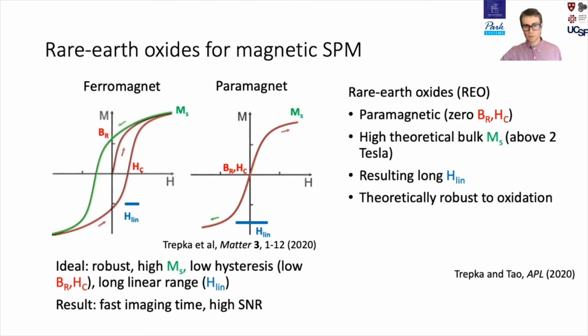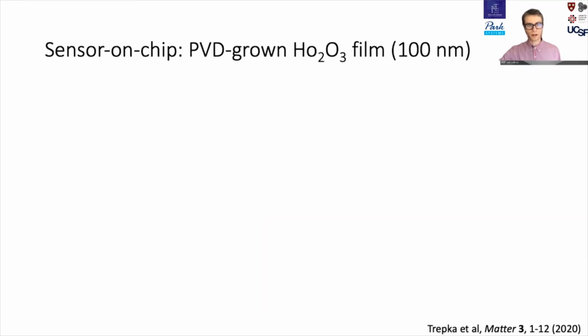Rare earth oxides are, in theory, ideal for this purpose. They're paramagnetic, which means they have no remnant magnetization and no coercive field. They have a high theoretical bulk saturation magnetization, above 2 Tesla. They have a resultingly long linear range, and they're theoretically robust to oxidation as they are already oxides and in the most stable crystal lattice structure.